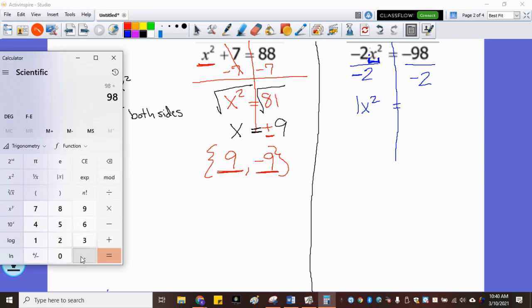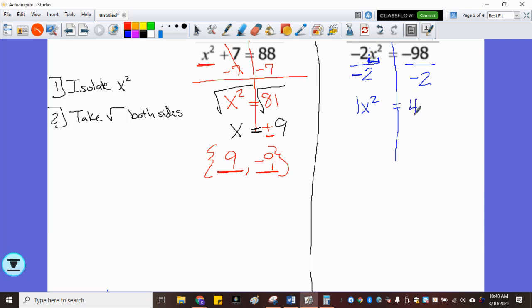Negative 98 divided by negative 2. I forgot the negative on the 98. I gotta do it again. Negative 98 divided by negative 2. Positive 49. I'm going to erase this one because it's there, but it's not doing anything.